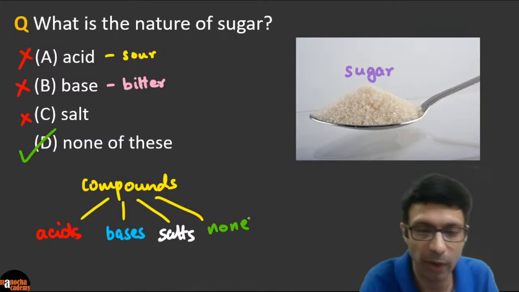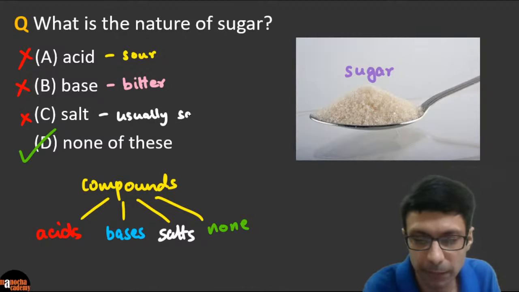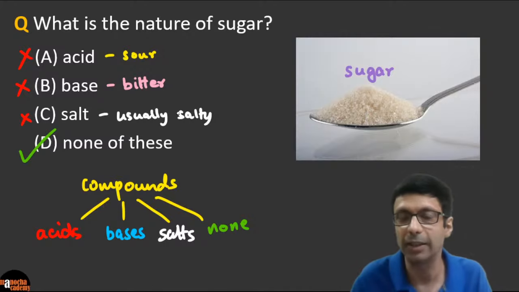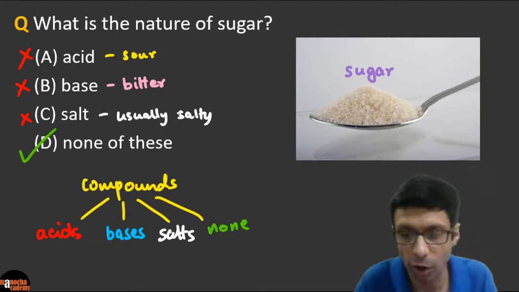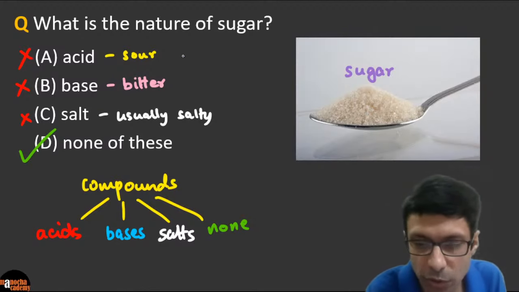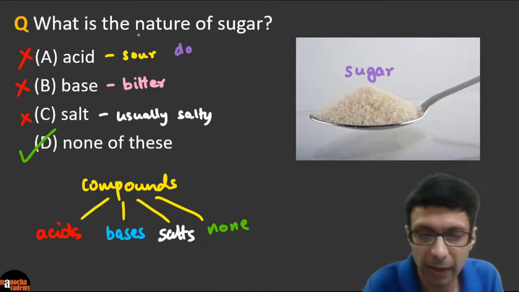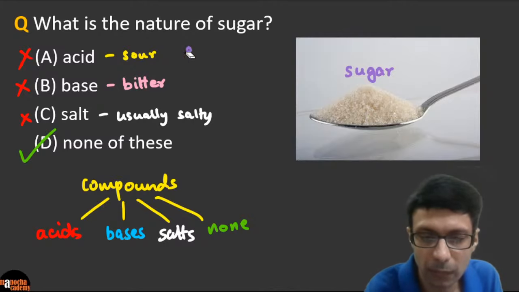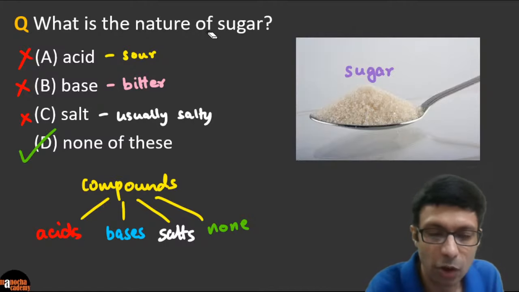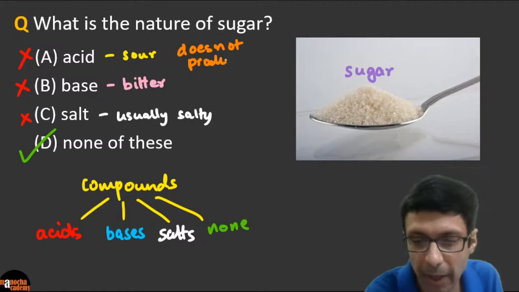So by the taste we went, right? So salts are usually salty, we can say. So this was just roughly by the taste. But why is sugar not an acid? Because when dissolved in water, sugar does not produce hydronium ion.